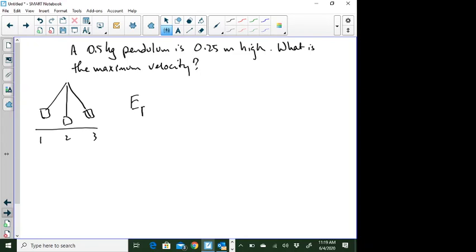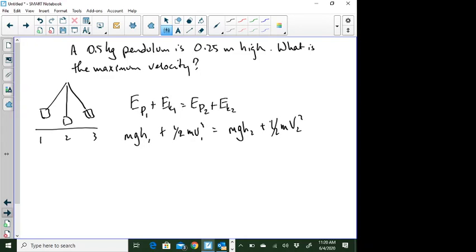So we can say for our conservation of energy that our EP1 plus our EK1 is equal to our EP2 plus our EK2. How do we calculate potential energy? Equal to mgh. Call that height 1. How do we calculate our kinetic energy? We'll call that velocity one. So our potential energy plus our kinetic energy is equal to our mgh2 plus our 1/2 m v2 squared.